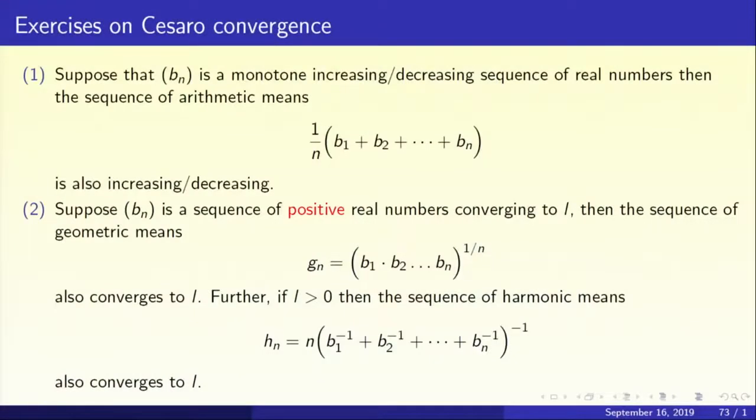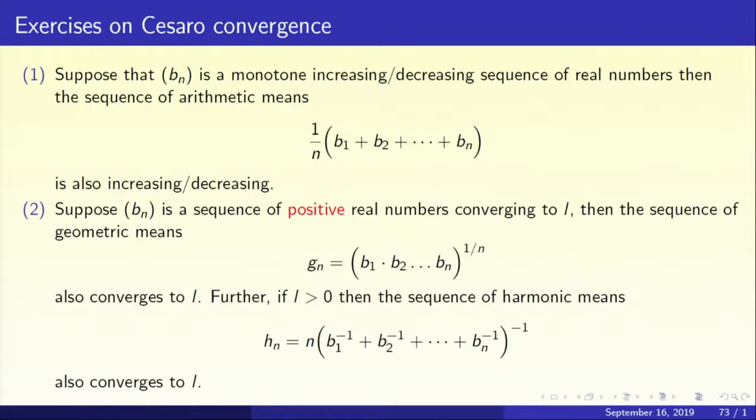So, what is the harmonic mean? The harmonic mean is the reciprocal of the arithmetic mean of the reciprocals. So, take the numbers, take the reciprocals, take the arithmetic mean of the reciprocals, and take the reciprocal again, namely Hn equals n times (b1 to the power minus 1 plus b2 to the power minus 1 plus etc. plus bn to the power minus 1), the whole raised to the power minus 1, as you see displayed in the slide. This is called the harmonic mean. Of course, in order for the harmonic mean to make sense, the numbers must be non-zero. So, let us assume the numbers are all strictly positive.